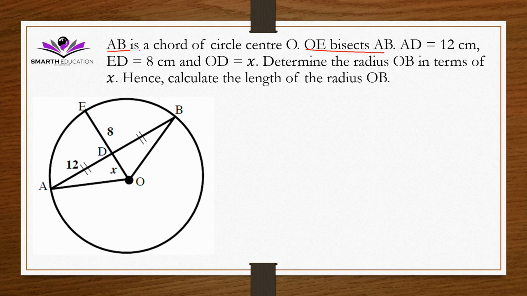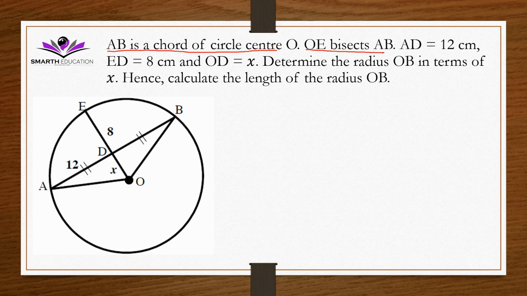Center theorem here. Okay, and then AD equals 12 centimeters, ED is equal to 8 centimeters, and OD is equal to X. Determine the radius OB in terms of X. Hence, calculate the length of radius OB.